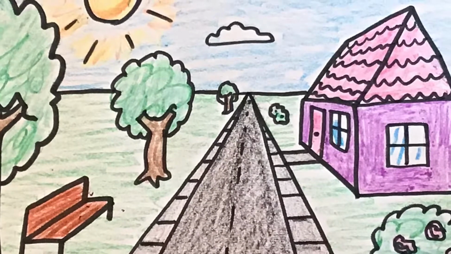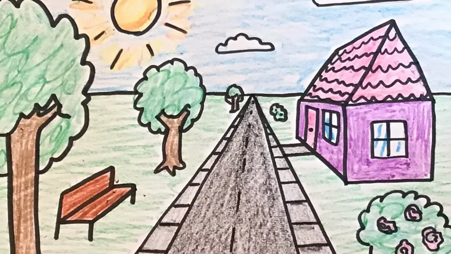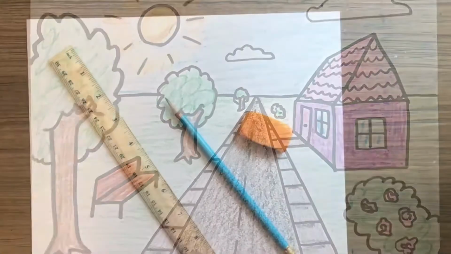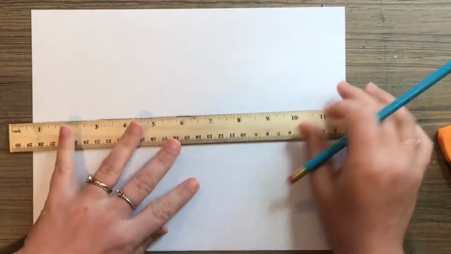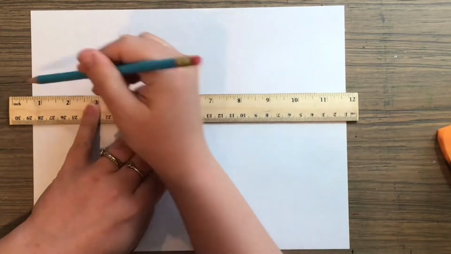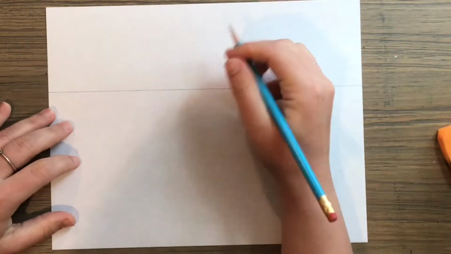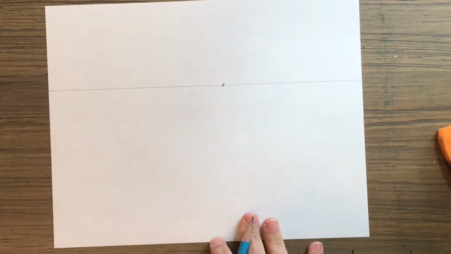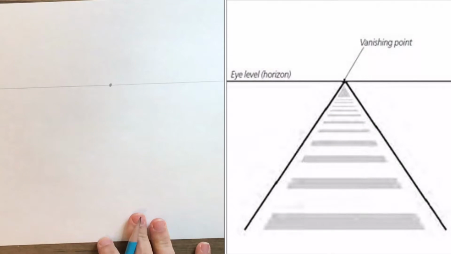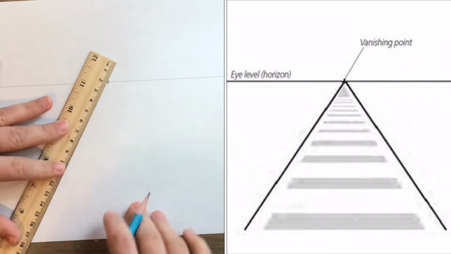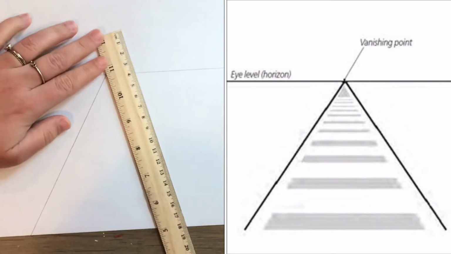Hello, artists! We will be drawing landscapes using one-point perspective. First, use your straight edge, like a ruler, to draw your horizon line where the sky meets the ground, and then draw your vanishing point anywhere on that line. All the objects in your landscape will lead back to this vanishing point.